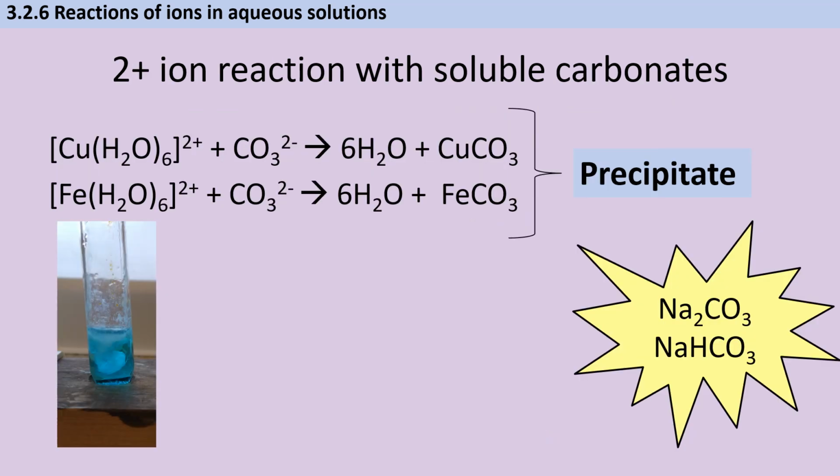Next on the list of test tube reactions is the reaction of 2+ ions with soluble carbonates like sodium carbonate or sodium hydrogen carbonate. In each instance, rather than forming a complex ion with 6 water ligands, the metal ion joins with the carbonate anion and the 6 water molecules are kicked out and left over. This leads a precipitate to form.